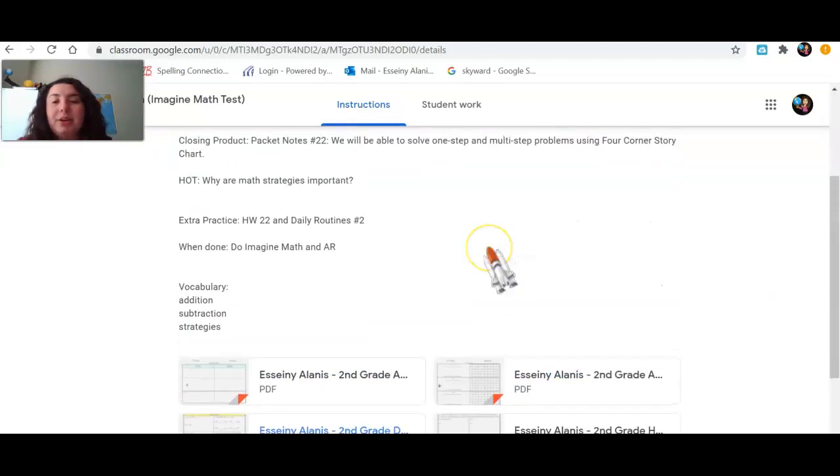You're going to be able to solve those problems and then do Imagine Math, because by the end of the year, you need to have 66 lessons completed.